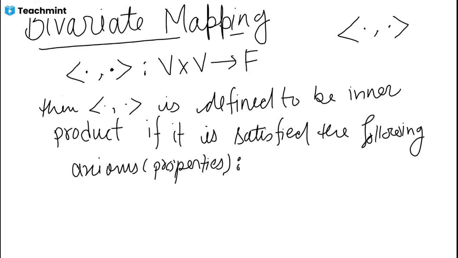Shall we continue? Yes, ma'am. Okay, so this bivariate mapping, this mapping for the inner product, is defined like this. When we can define it as an inner product, it will satisfy the following properties or axioms. What are these? Let us know.